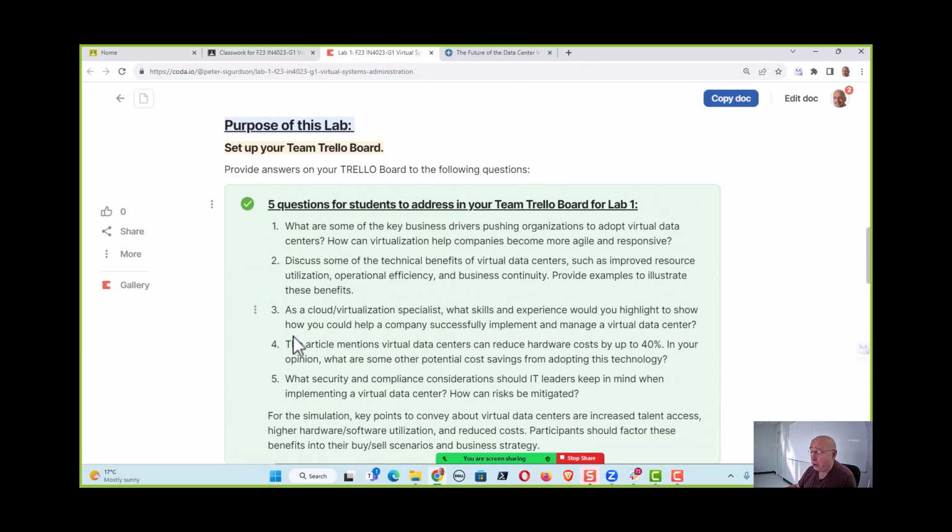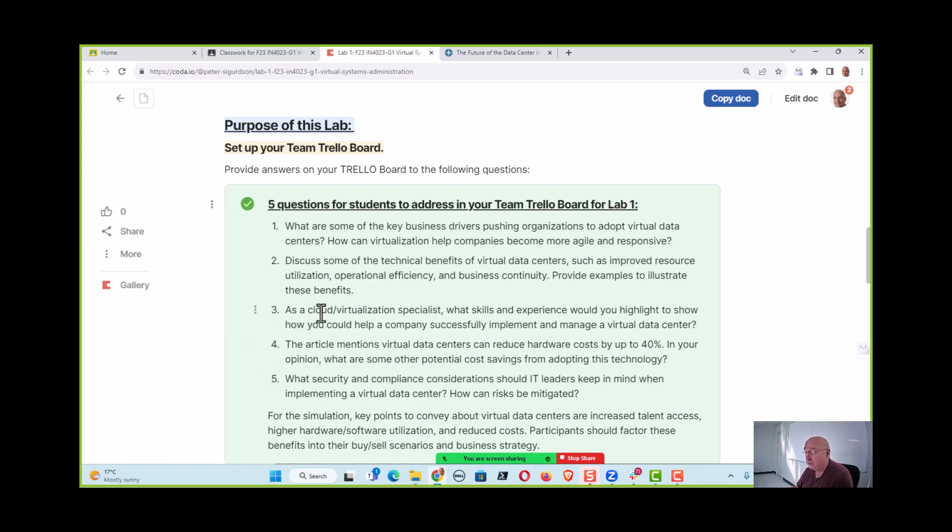Right, so anyway, here are the 5 questions which you must answer for your Lab 1, and where are you going to put the answers to these? You're going to put them in the Trello board. How are you going to organize the Trello board? That's up to you, however you like, just so long as it's easy for me to read and find the information when I'm marking it.